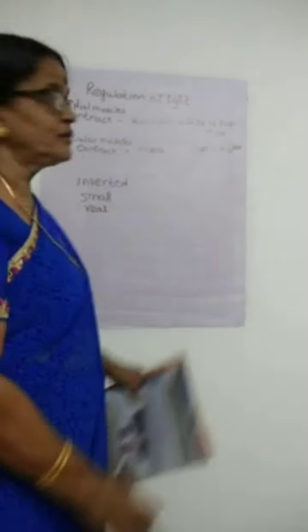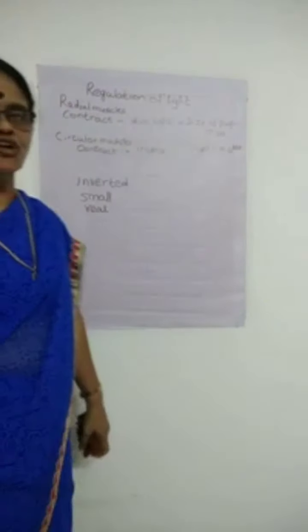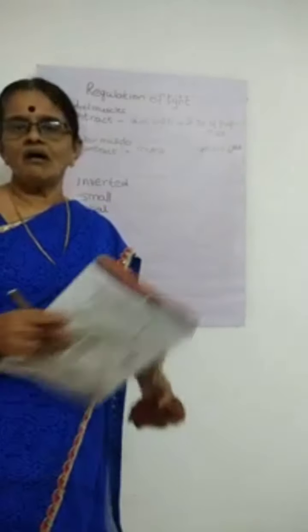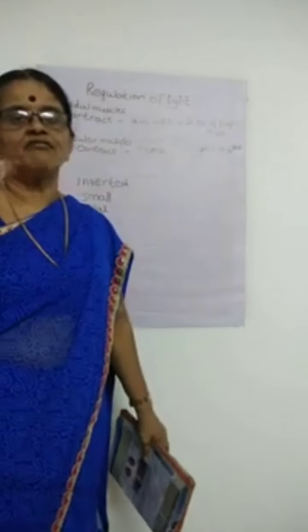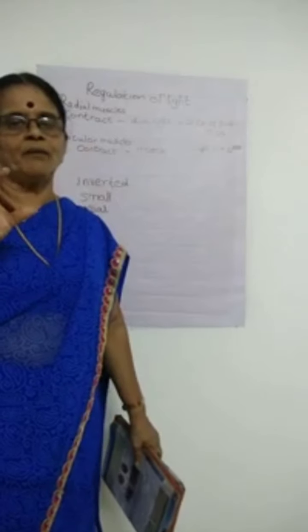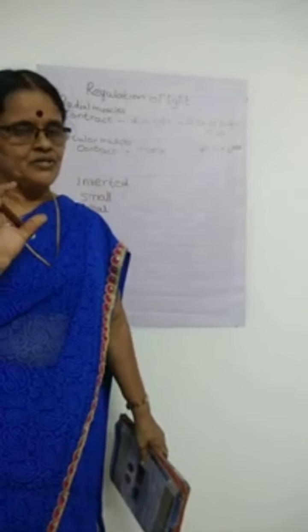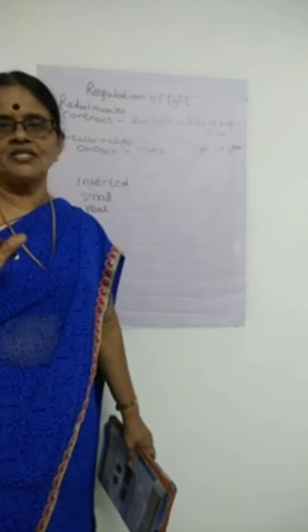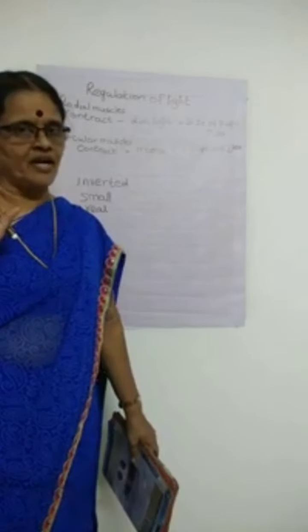Good morning children. Now we'll see the regulation of light. Alright. When a large amount of light falls into the eye, what will happen? It will damage the eye. So it is not good for the eyes when a large amount of light falls.